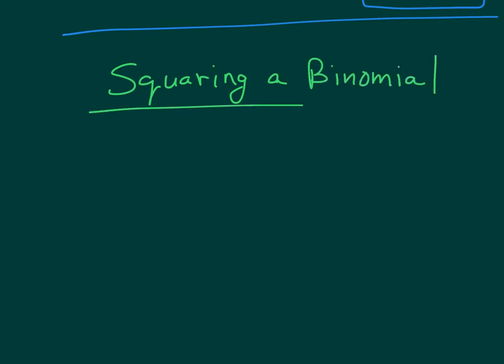Okay, the second shortcut that we're going to look at is for squaring a binomial, and that is what it sounds like. We're taking something with two terms, a binomial, and squaring it. And we're going to have a shortcut for this.